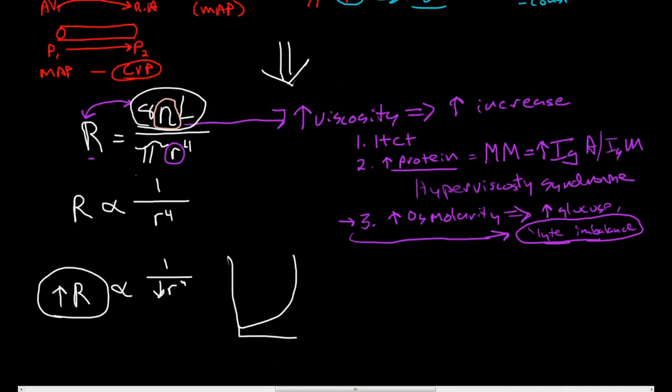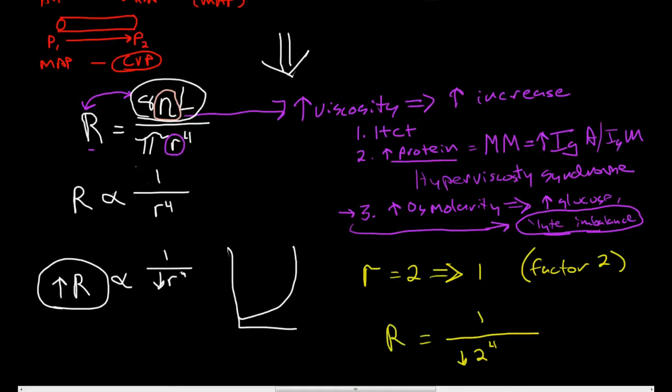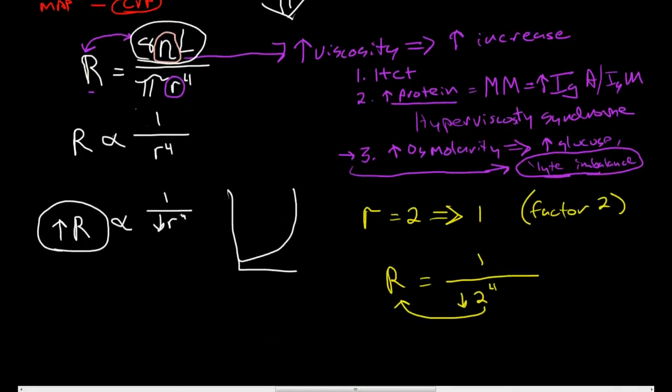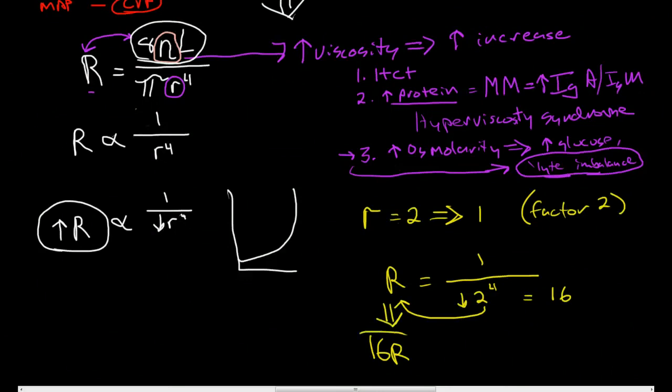Just to give you an example here, if you had a radius of 2 and we decrease it to a radius of 1, so we've decreased it by a factor of 2, we are actually going to increase the resistance by 2 to the fourth power. And 2 to the fourth power is equal to 16. So we are actually going to increase our original resistance by 16 times.